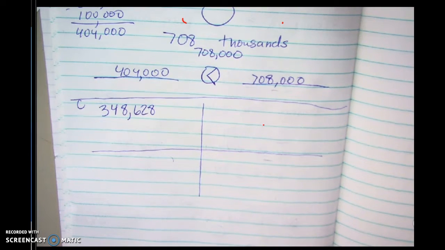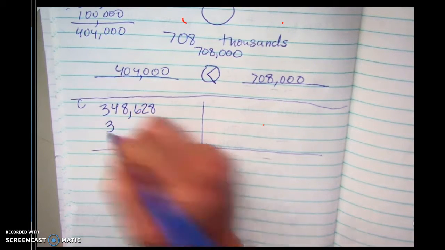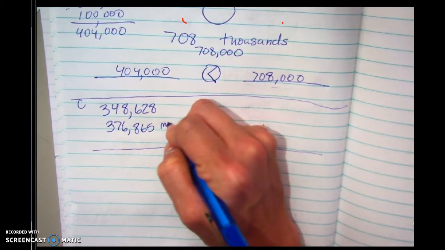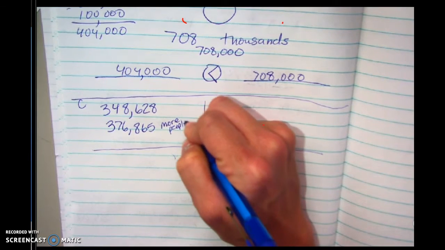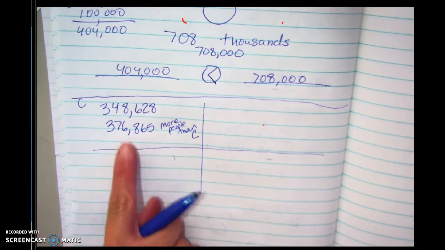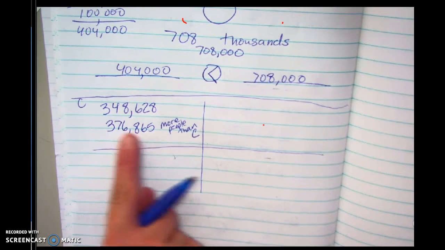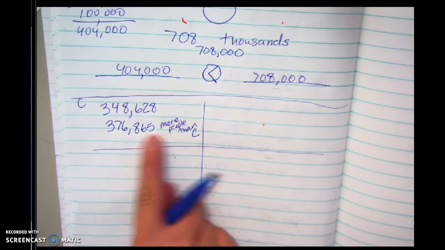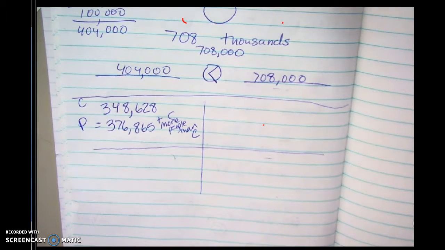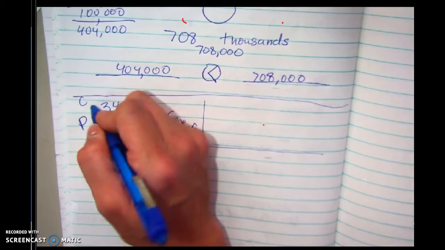Now, in the city of Popcornville, they have 376,865 more people than Cupcakeville. What does that mean I'm going to have to do? Listen. This one more, right? So that means that C plus is going to equal Popcornville. Get it? Because we know that this is C.